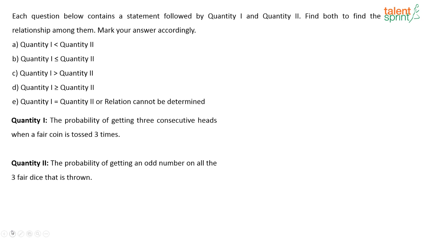So this question is on probability. What is given here? Quantity 1 says the probability of getting 3 consecutive heads when a fair coin is tossed 3 times. Quantity 2, the probability of getting an odd number on all the 3 fair dice that is thrown. Give me the answer for this.